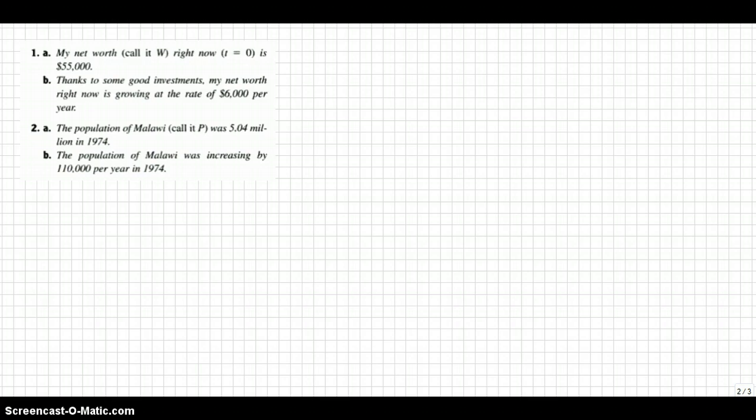So some of the problems in this section have to do with a function, and some have to do with the derivative. If you look at problem number 1a, the statement is, my net worth, which we'll call the function w, right now at time t equals 0 is $55,000. So you want to think, how can I translate that into mathematics? Here's what works for 1a. W of 0 is equal to $55,000.